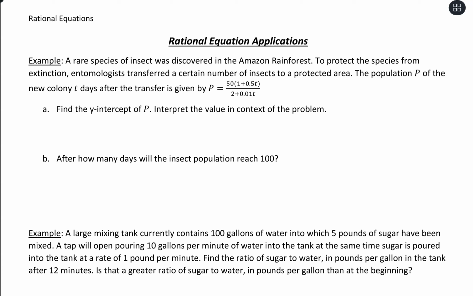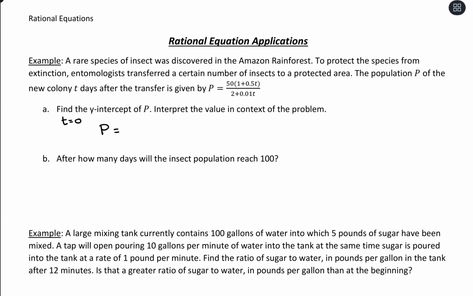Let's take a look through some word problems that involve rational equations. So this first scenario, we have a rare species of insect in the Amazon rainforest, and what they're doing is tracking the population of the colony T days after the transfer. So P is our population, T is the amount of time that's passed. We want to find the y-intercept of P and interpret that value in context. What that means is plugging in T equals 0.